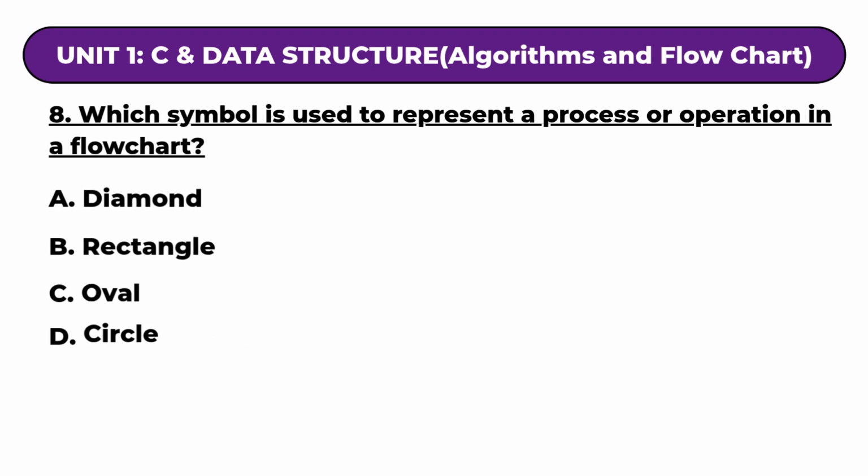Which symbol is used to represent a process or operation in a flowchart? A, diamond. B, rectangle. C, oval. D, circle. Correct answer? B, rectangle.